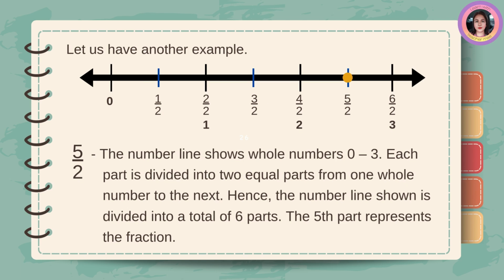5/2. The number line shows whole numbers 0 to 3. Each part is divided into 2 equal parts from one whole number to the next. Hence, the number line shown is divided into a total of 6 parts. The 5th part represents the fraction.